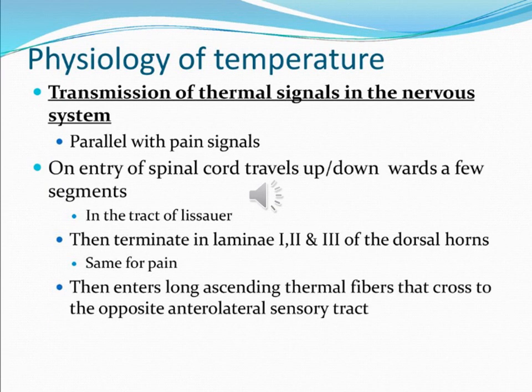The thermal signals are transmitted in pathways which are parallel to those for the pain signals. Once these thermal signals enter into the spinal cord, the signals travel for a few segments upward or downward in the tract of Lissauer. Then they terminate mainly in lamina 1, 2 and 3 of the dorsal horns. These laminae of the dorsal horns also receive pain fibers. After this, the second order neurons arise and they cross over to the opposite anterolateral sensory tract.